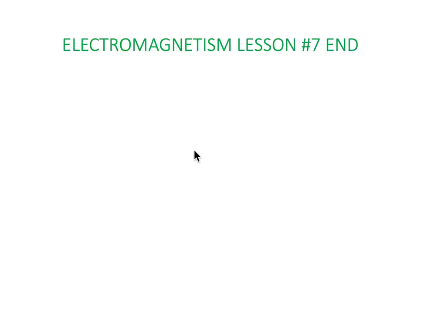So that brings us to the end of electromagnetism lesson 7. Hope you've enjoyed learning a little bit about different kinds of generators or DC generators and how they work.